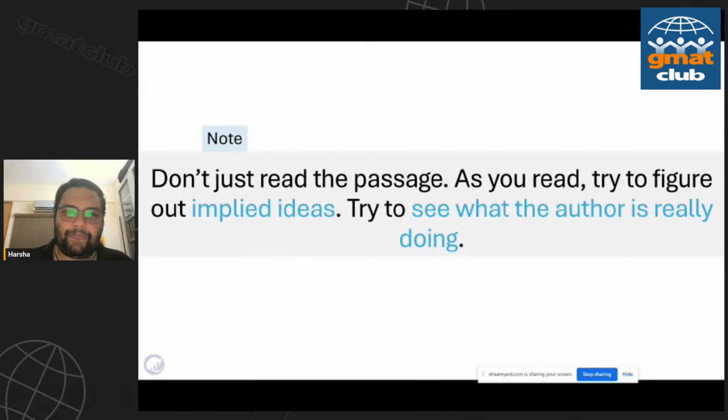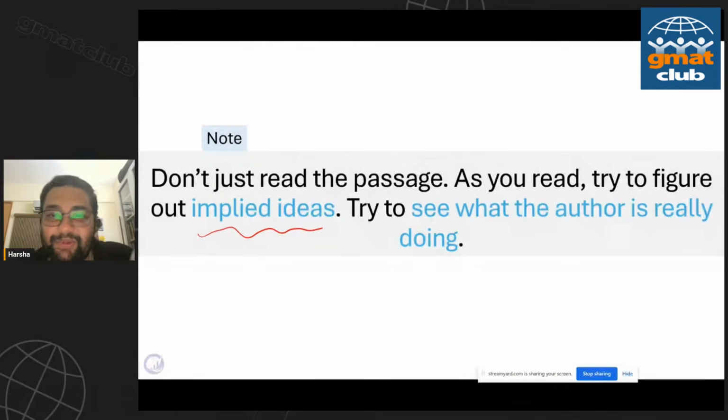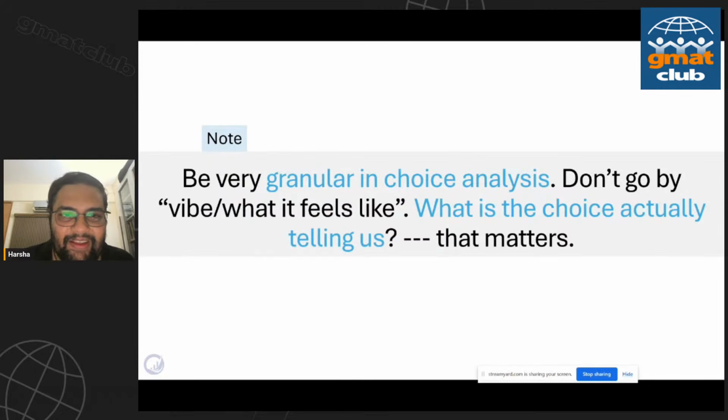Good, let's move. So, some quick notes and ideas here. Don't just read the passage, try to figure out implied ideas. You notice that the author was trying to tell you something through each of those sentences. The more you push that muscle, the stronger your comprehension is. The stronger your comprehension is, the better your reasoning. Everything starts with comprehending, and comprehending starts with not just looking at stated ideas, also trying to see what the author is trying to tell you, right? So I also showed you to be very granular in choice analysis. Don't go by vibe or what it feels like. What is it actually saying? Literally, and in terms of implied ideas, what is it trying to tell us?